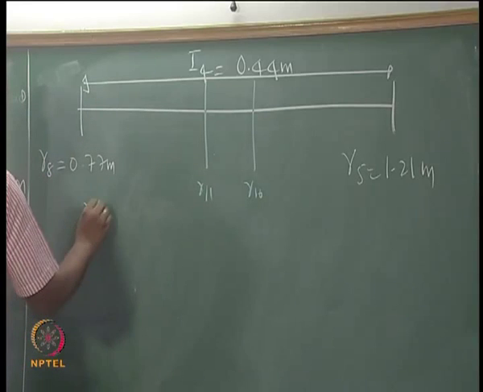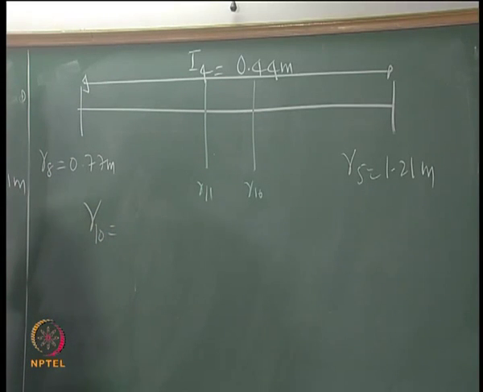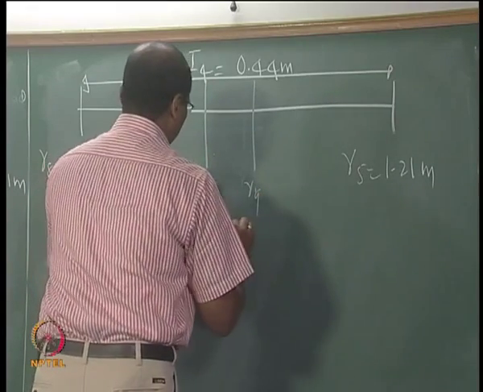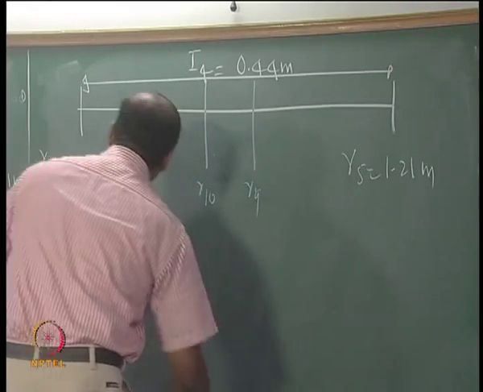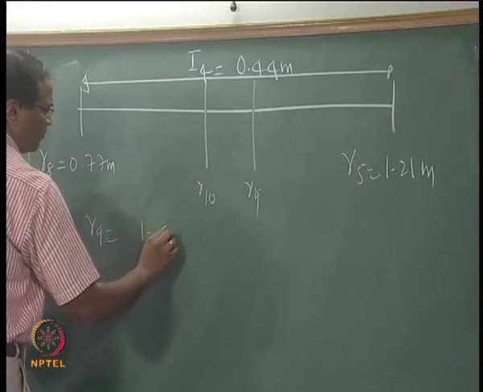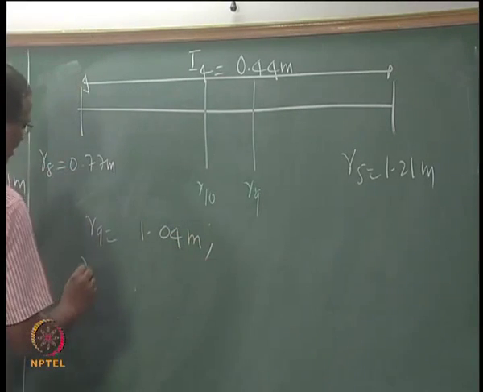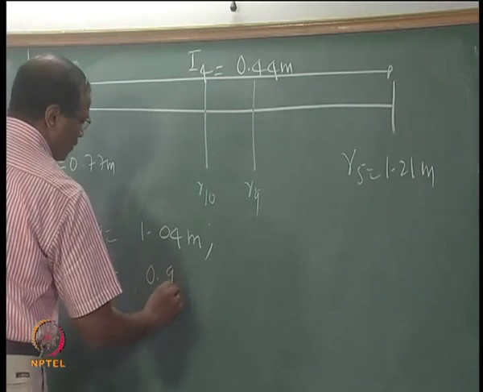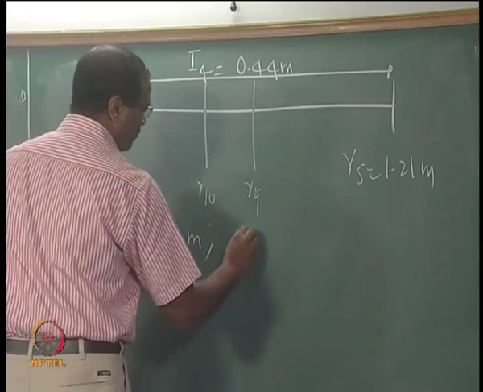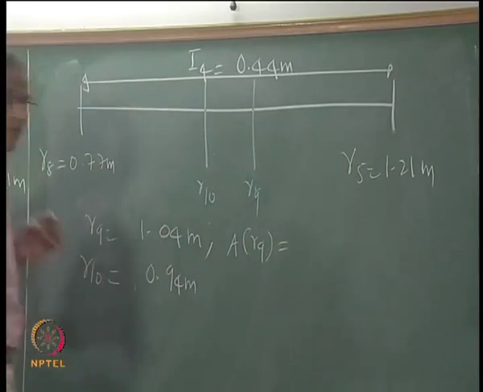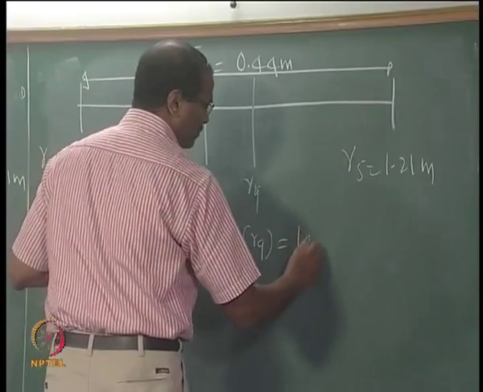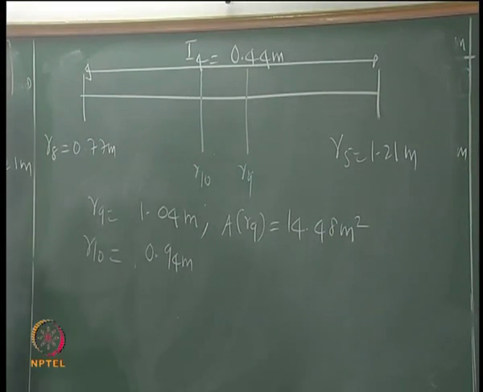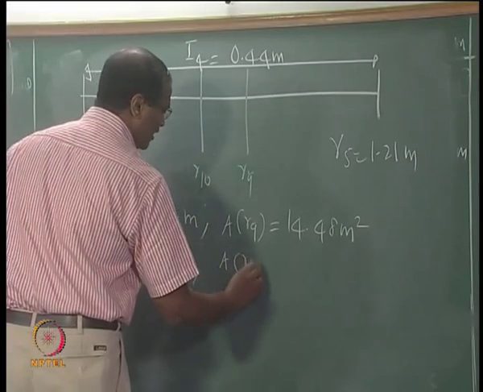Yeah, now tell me R10. 9 and 10, sorry. Yeah, R9 is 1.04, R10 is the same as 0.94. Is everybody through with this? So, R10 is already there.